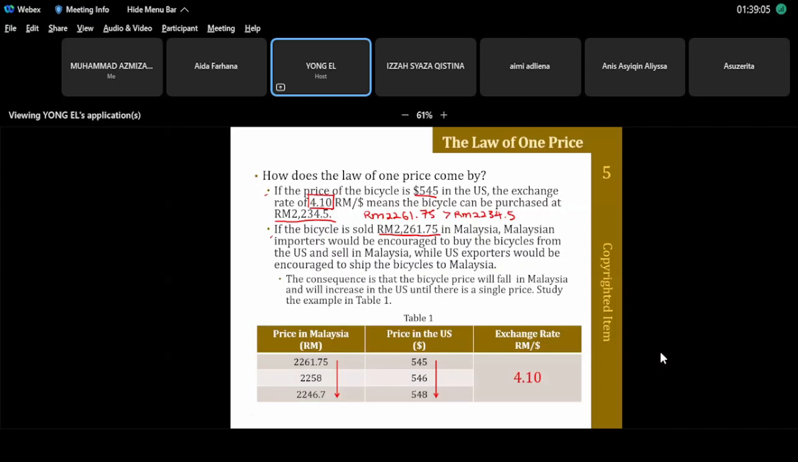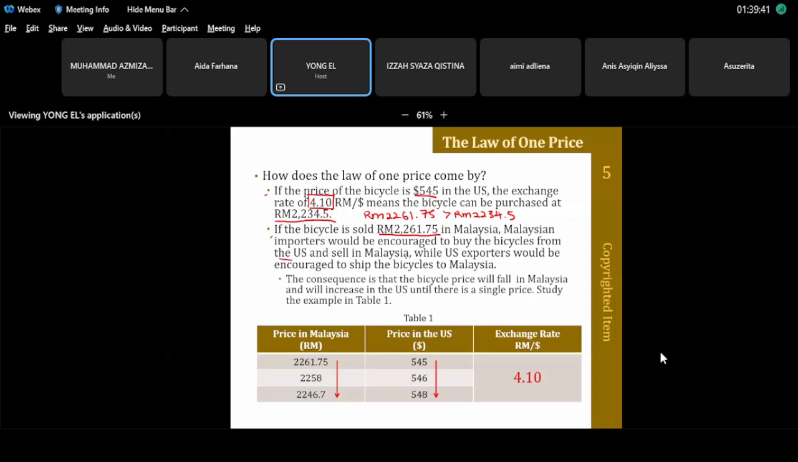The consequence is there will be adjustment of the prices in the United States and Malaysia until the law of one price applies again. Let's see how this happens. With this higher price, higher than the price that is supposed to be charged under the law of one price, Malaysian importers would be encouraged to buy the bicycle from the United States and sell it in Malaysia. Why not?